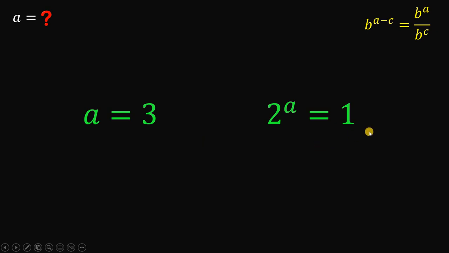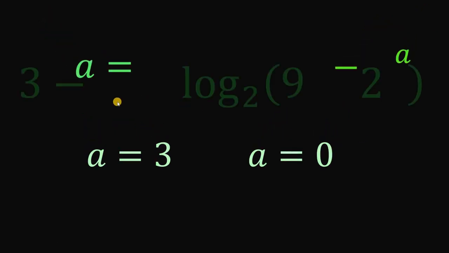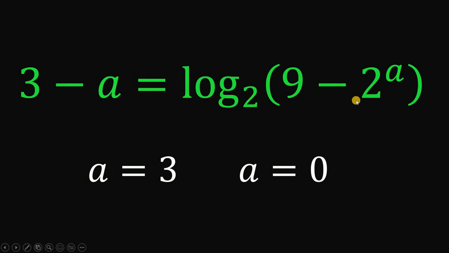Now, on the second equation, this 1 can be written as 2 raised to 0. And again, we have two equal expressions with equal bases. Therefore, the exponents must be the same. So we can say that a equals 0. Therefore, in this equation, 3 minus a equals logarithm of 9 minus 2 raised to a to the base of 2, we found two real values for a, namely a equals 3 or a equals 0. And as always, we are done.